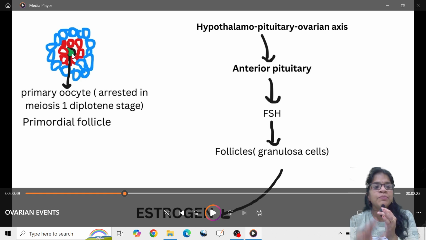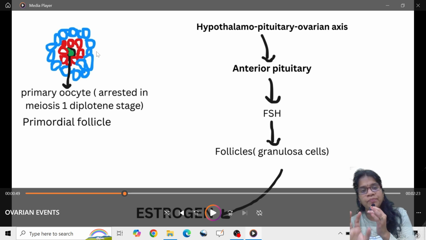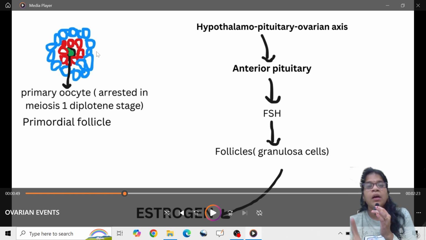This primary oocyte is surrounded by a group of cells called granulosa cells. The orange ones are granulosa cells, and the blue cells are called theca cells. The primary oocyte surrounded by these two groups of cells is called a primordial follicle. This is the primordial follicle. You have many primordial follicles, but only one has to get activated and matured.